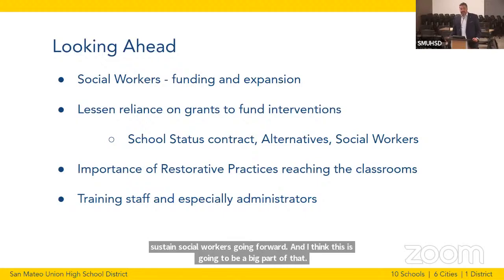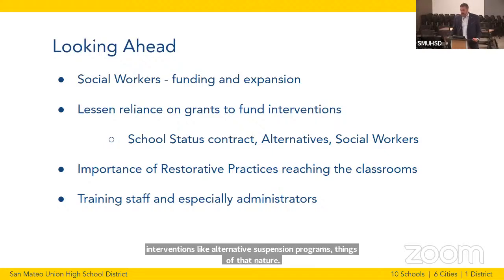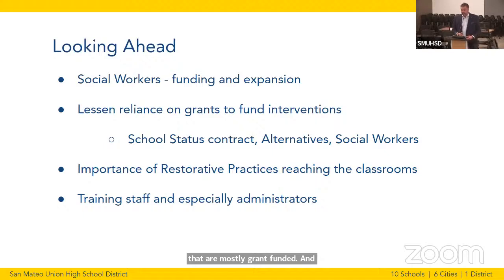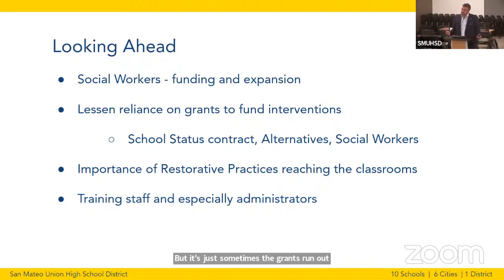Avoiding the reliance on things like TUPE funds or grant funds for some of our biggest, most important interventions, like alternatives to suspension programs, things of that nature that are mostly grant funded. And we've been doing that for years, but sometimes the grants run out. What do you do then? Are you not going to continue with those alternatives? So something to look at. And our social workers are also currently grant funded, except for 2 of them.